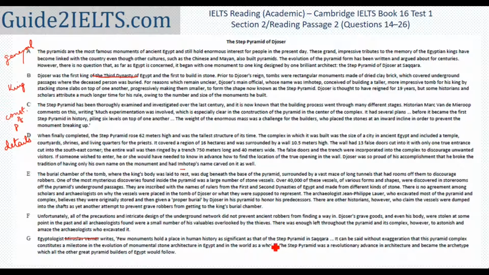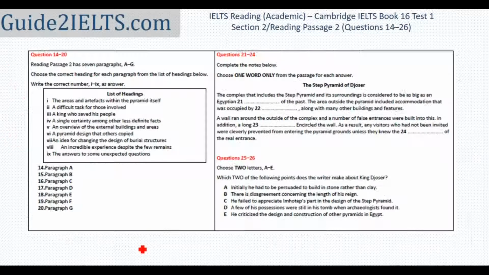One thing I just noticed is that it says the Step Pyramid in Saqqara here. Now, if you miss out on this detail, that the Step Pyramid of Djoser is actually at Saqqara, you could think that these are two different things. We start with the questions now.